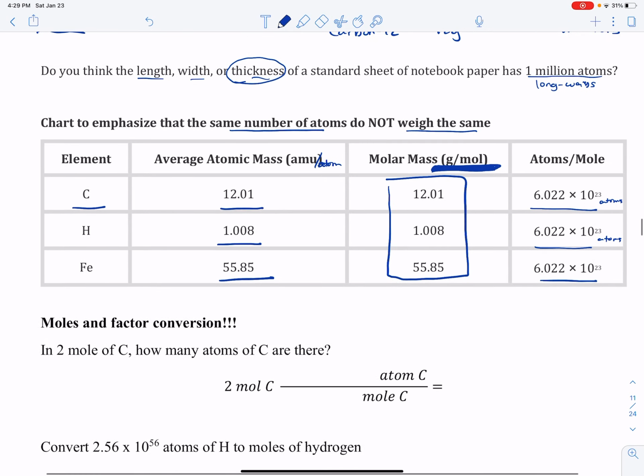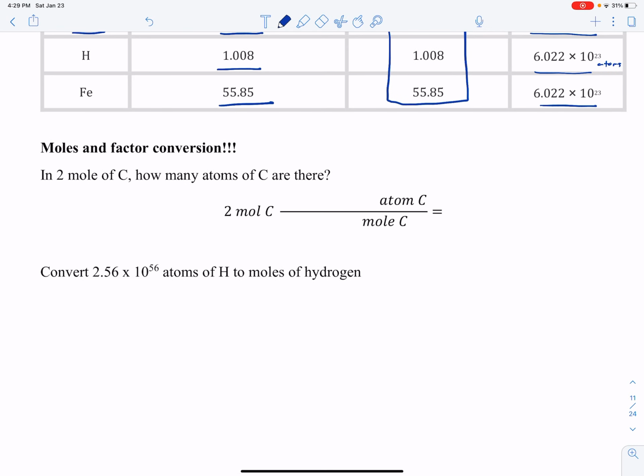So let's look at moles and factor conversions when we come back.